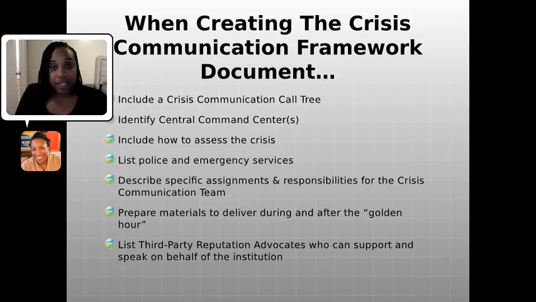You're also going to want to have a list of materials. This includes press releases, social media messaging, website communication, and how to change the phone system in the middle of a crisis. So when people call your institution, they know that you are aware of the situation and you're doing everything that you can to remedy it. You're also going to want a list of your third-party advocates that you can call quickly to reinforce your credibility and also help protect your reputation.